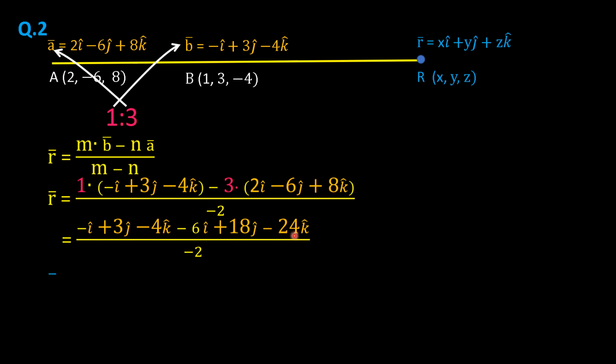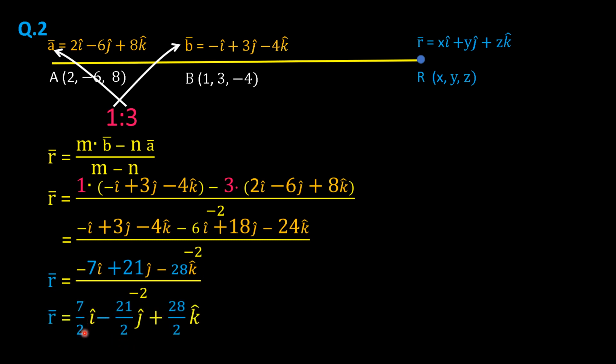Minus i minus 6i will be minus 7i, 3j plus 18j will be 21j, minus 4k minus 24k will be minus 28k divided by minus 2. This gives us 7 by 2 i minus 21 by 2 j plus 28 by 2 k, which finally gives R bar equals 7 by 2 i cap minus 21 by 2 j cap plus 14 k cap.